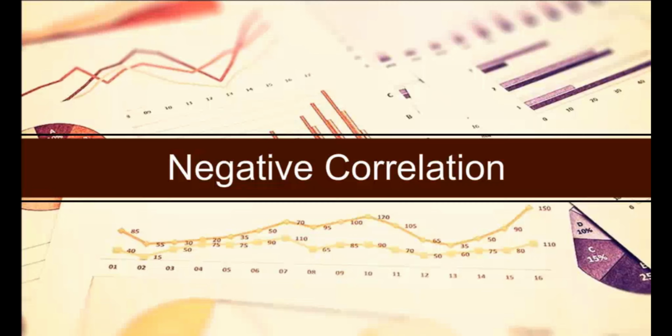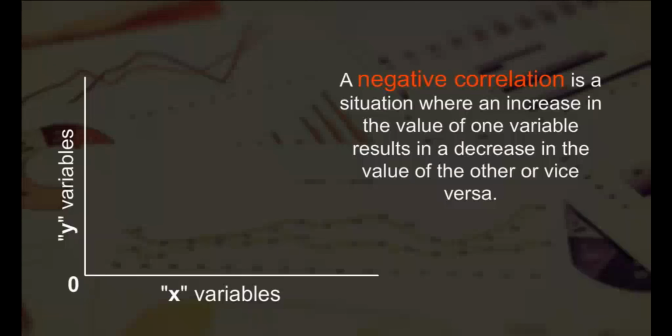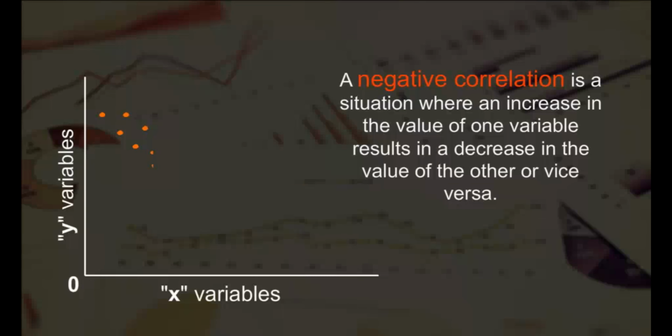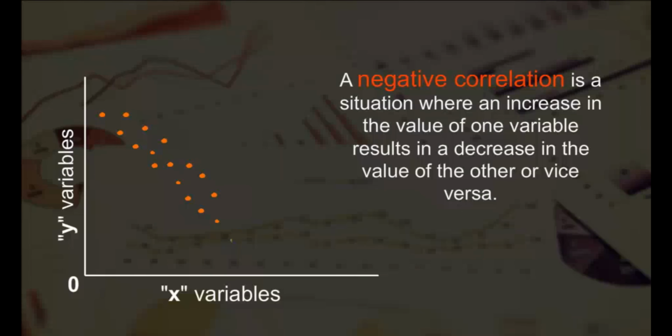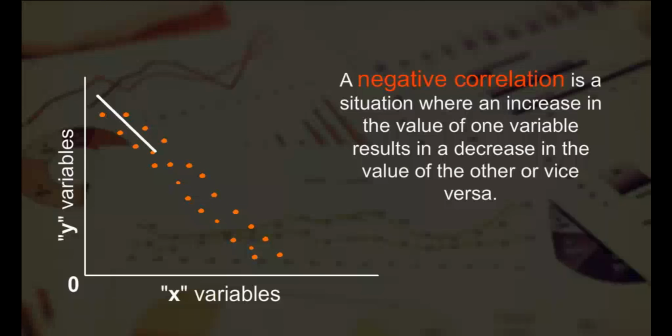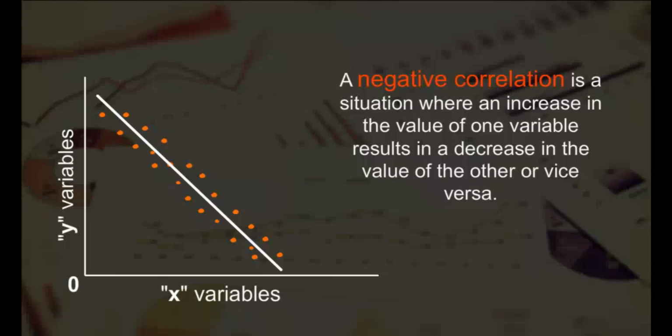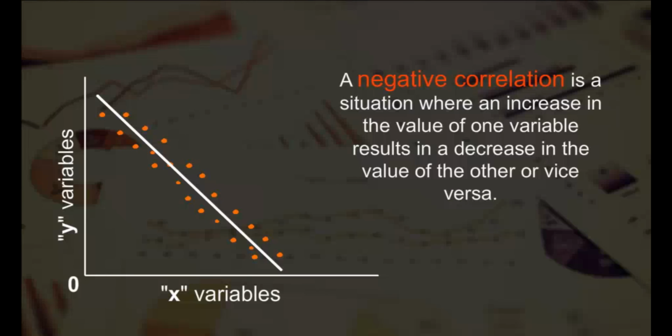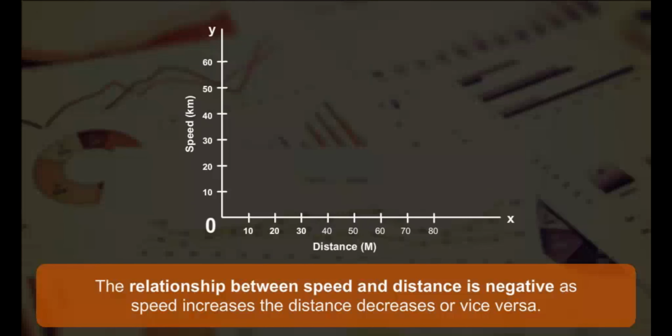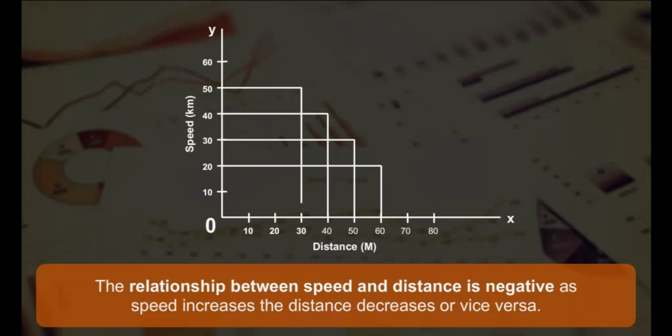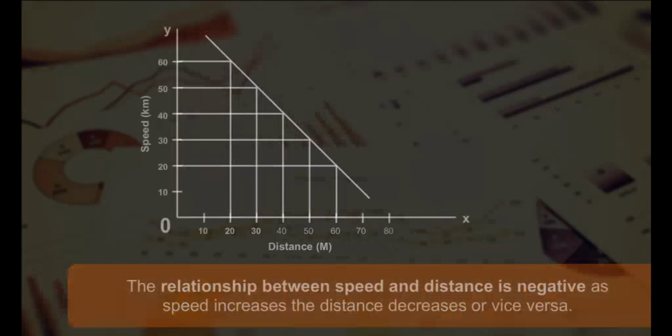Negative correlation. A negative correlation is a situation where an increase in the value of one variable results in a decrease in the value of the other, or vice versa. The relationship between speed and distance is negative: as speed increases, the distance decreases, or vice versa.